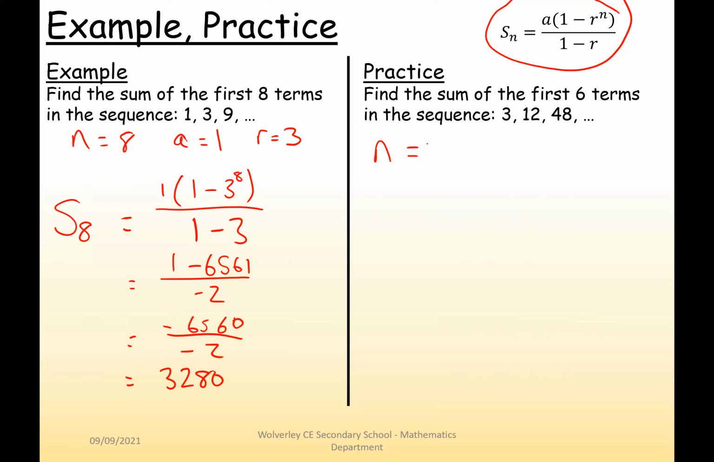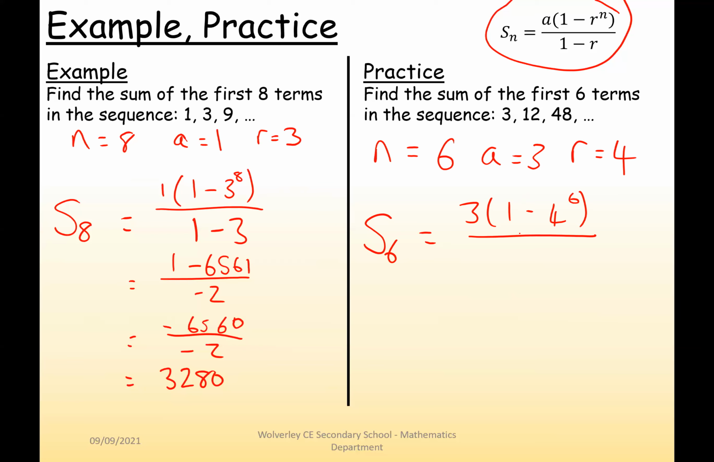Okay, so n here is 6, a is going to be 3, and r, we're multiplying by 4 each time, so r is 4. So the sum of the first 6 terms is equal to 3 lots of 1 minus 4 to the power of 6, all divided by 1 minus 4. Again, if we simplify it down, tidy it up, 4 to the power of 6 is going to be 4,096. And on the bottom, we've got -3.